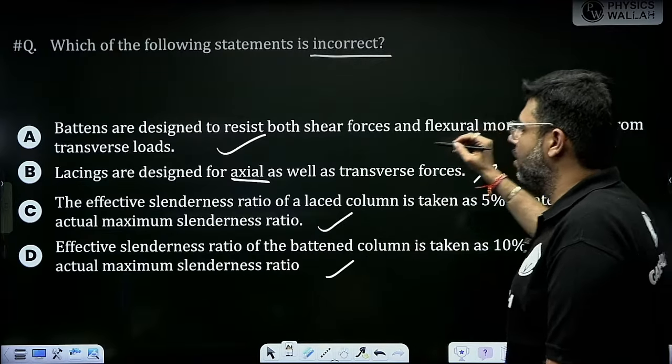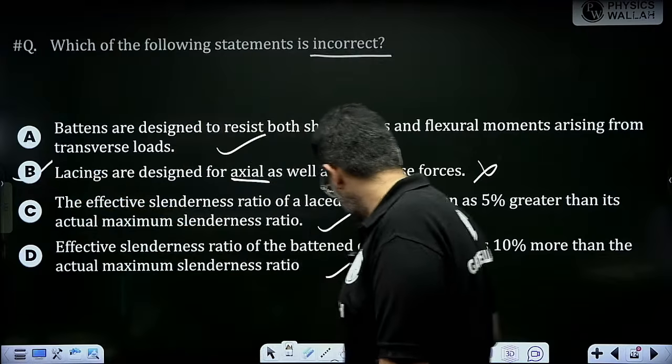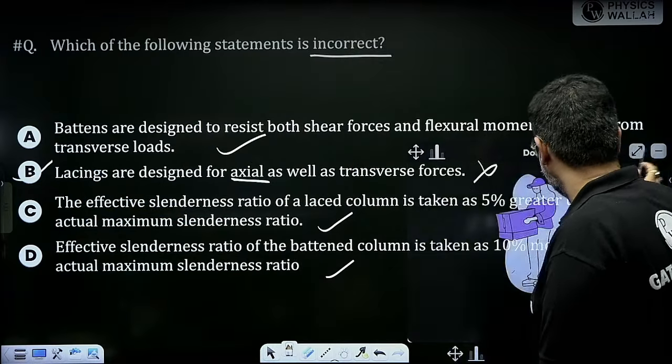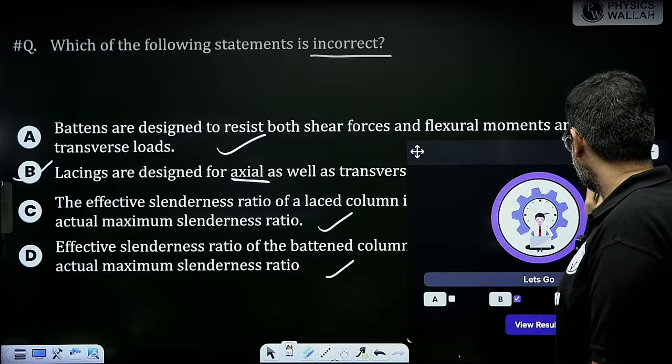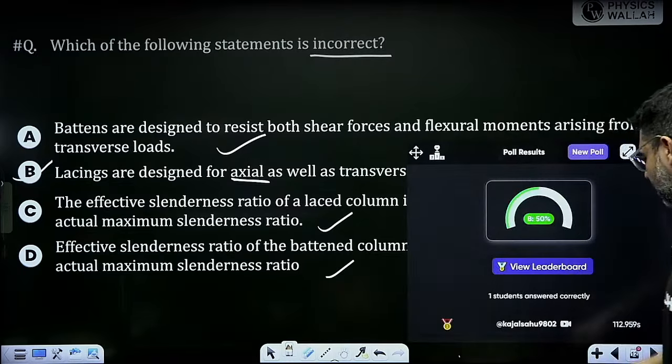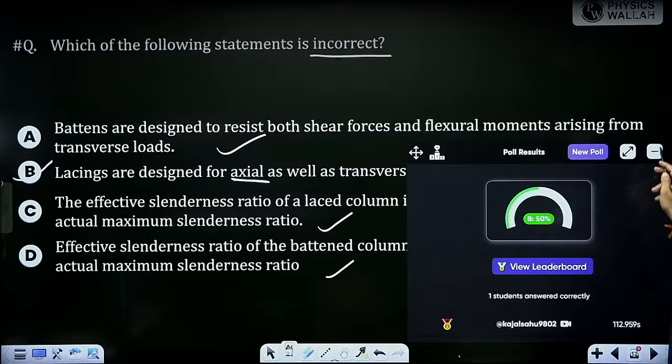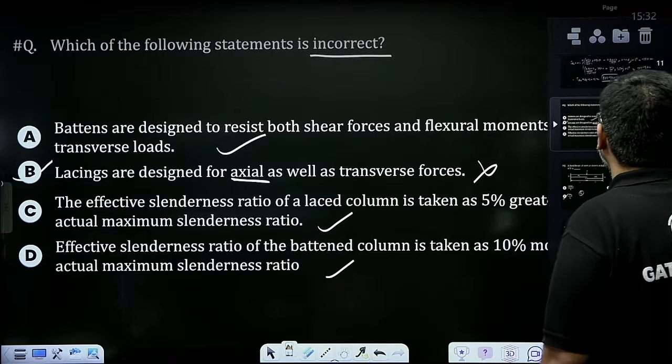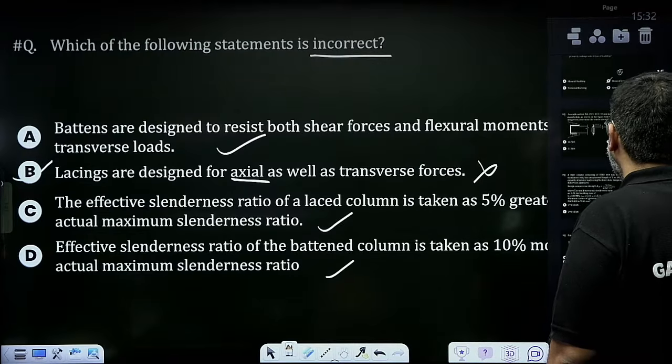So B is the incorrect statement. If you are giving me B as the answer, that is very correct. Only one statement was incorrect. B is the correct answer. Kajal ji have given me the correct answer. Very good, Kajal Sahu ji. Let's proceed further now.